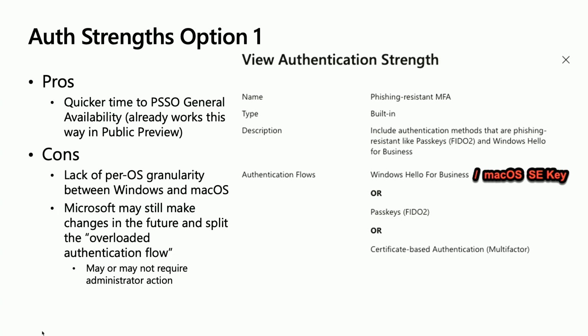The downside here is we lose granularity between Windows and macOS. This would basically overload this control, and it wouldn't let you create a policy where you could say Windows Hello for Business is acceptable, but Secure Enclave key is not, or vice versa, a policy where you could say Secure Enclave key is acceptable, but Windows Hello for Business is not. So you wouldn't have that per-OS granularity in an easy and understandable way.